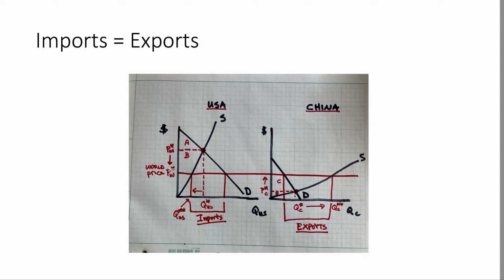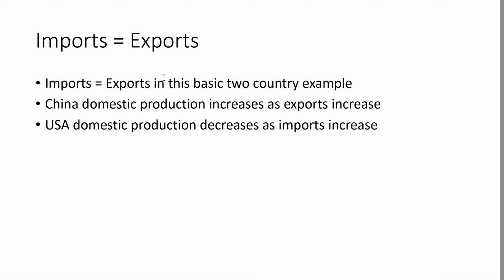Okay, so imports equal exports in this basic country. China domestic production increases and U.S. domestic production decreases. And this is where the rub comes in because now that production decrease means jobs in that industry are going down. The people in that industry got to find something else to do. And if transitions are easy, they can find a substitute. You know, let's say they're a truck driver for company A, they can go be a truck driver for company B. But if their skills are very specialized, then there's an issue here.